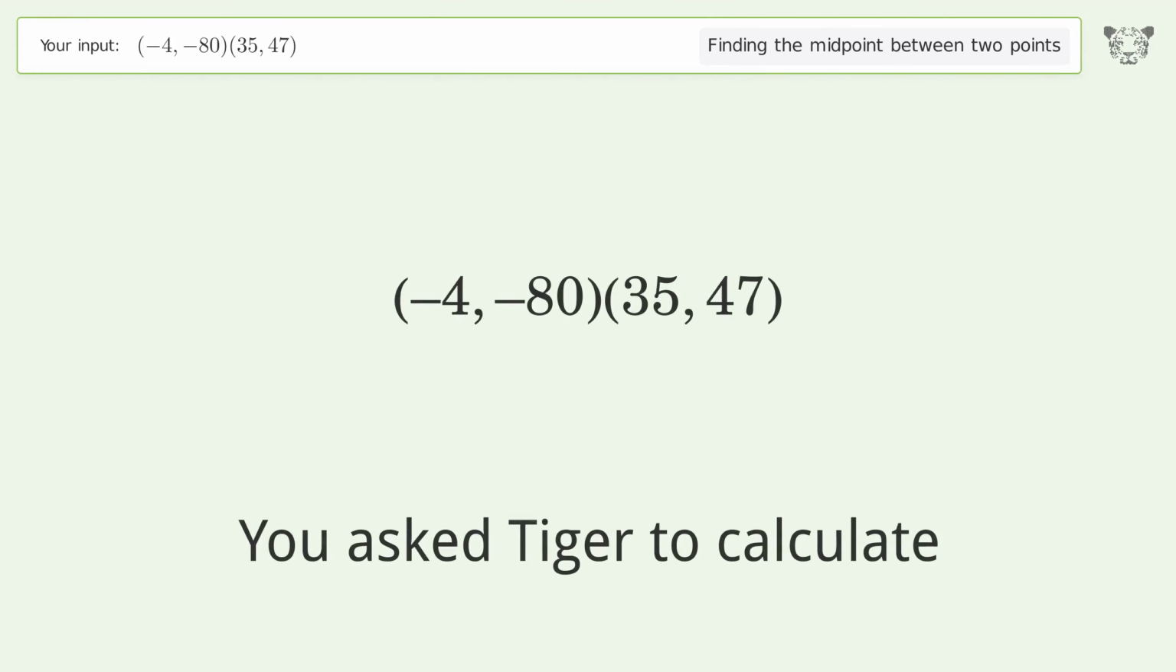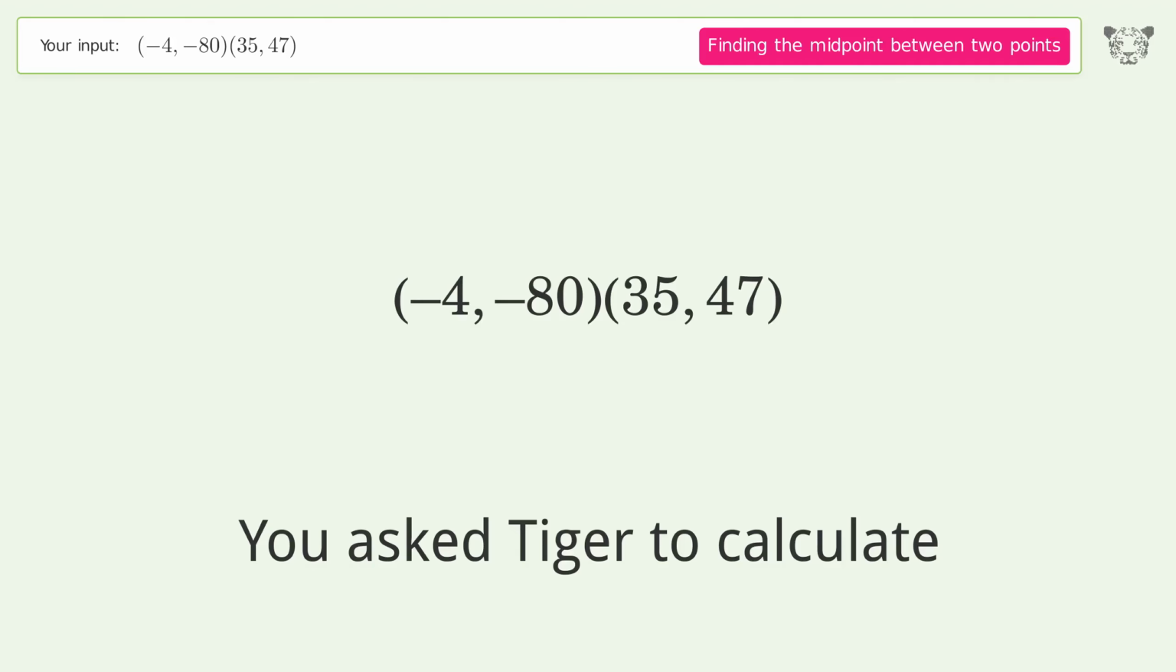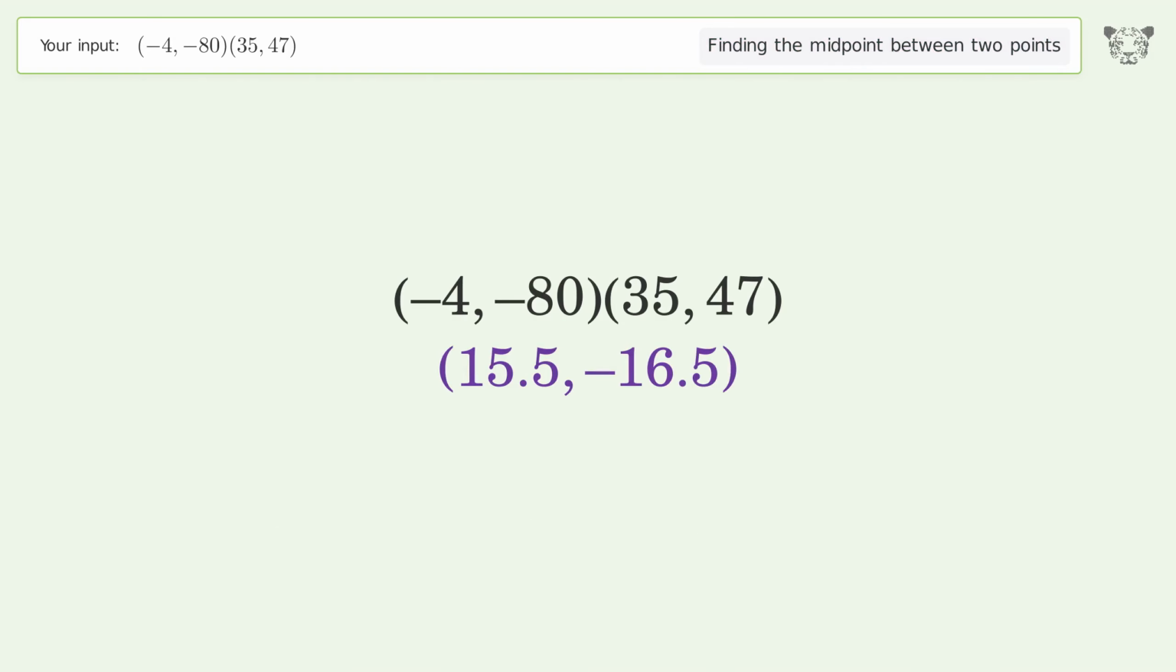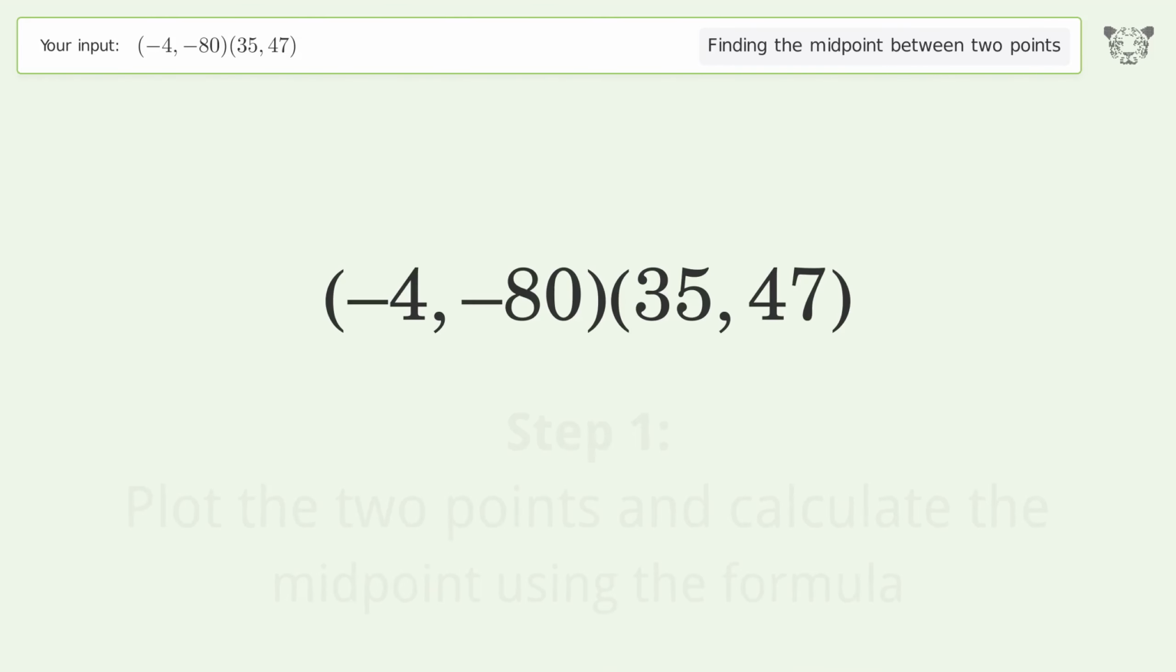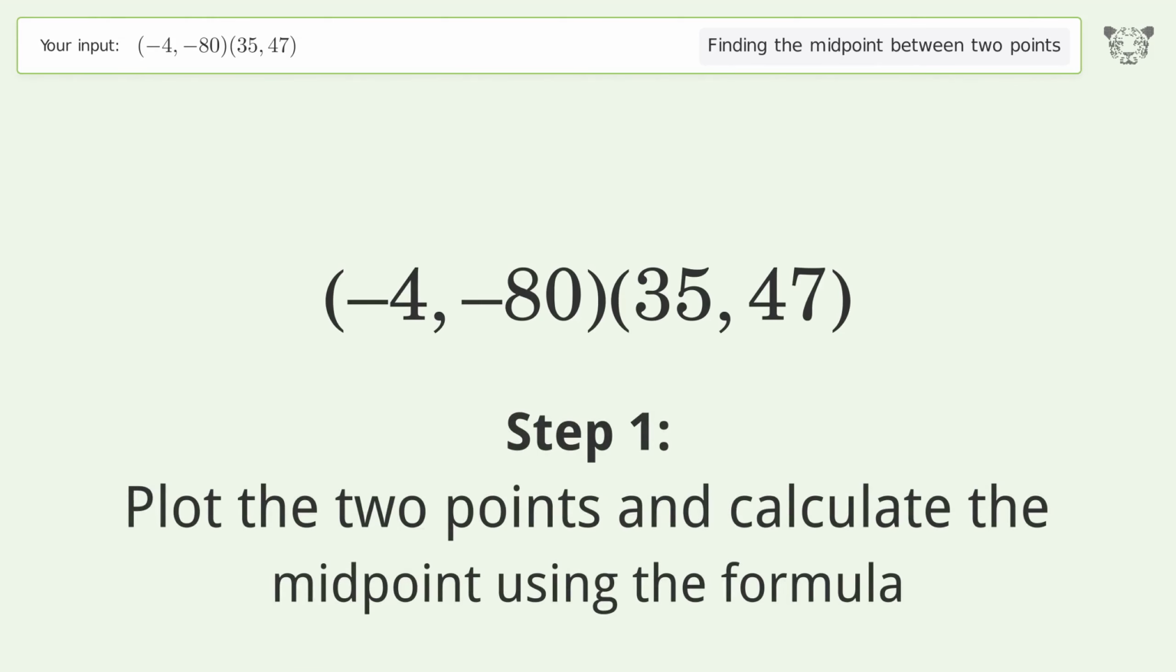You ask Tiger to calculate. This deals with finding the midpoint between 2 points. The midpoint between the 2 points is 15.5, negative 16.5. Let's solve it step by step. Plot the 2 points and calculate the midpoint using the formula.